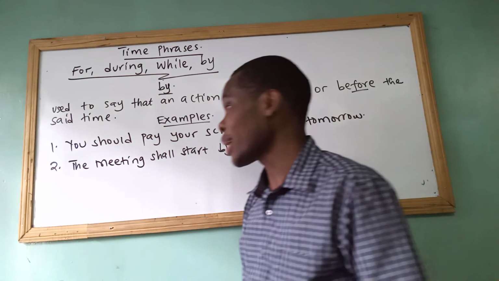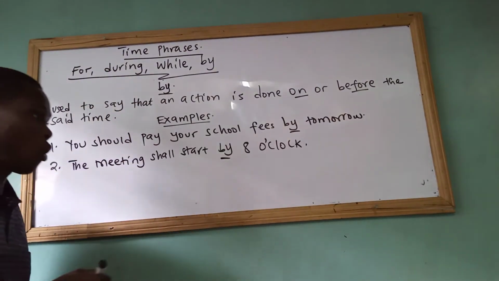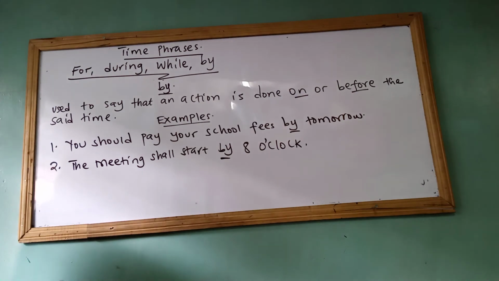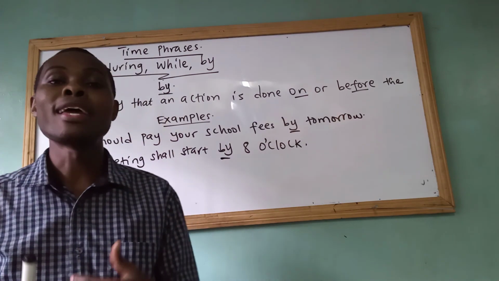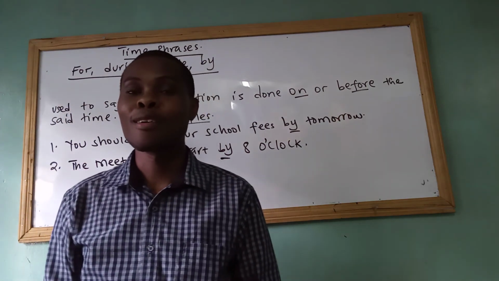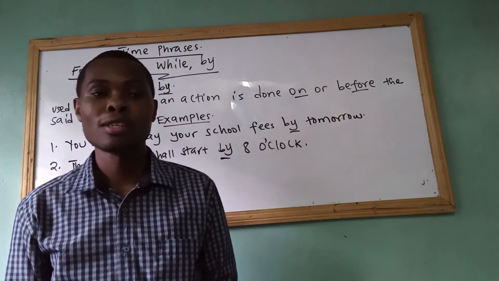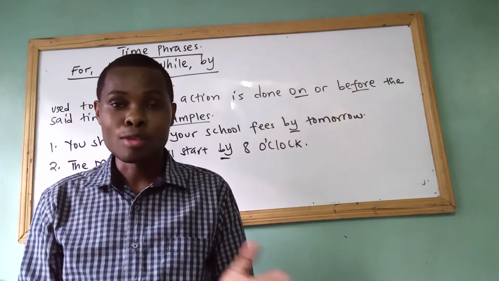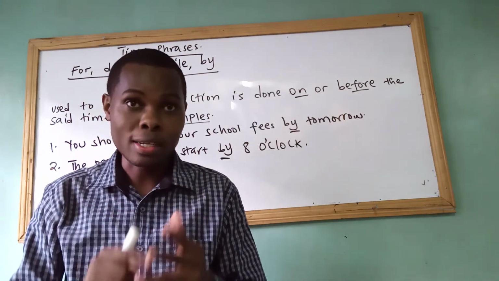Alright? So, in other words, we use by to say either on or before that said time or that specific time. You can say by next year, by next month, I will pay you by next year, Umar. Or I shall have finished this work by 5 o'clock. That's by a particular period of time, to mean either on that time or before that time.